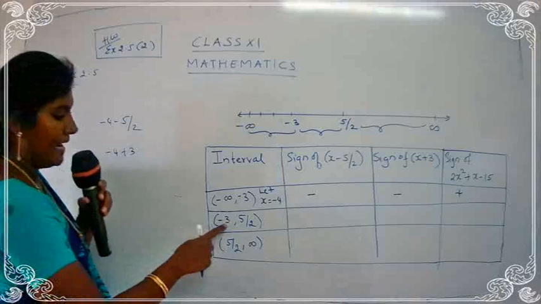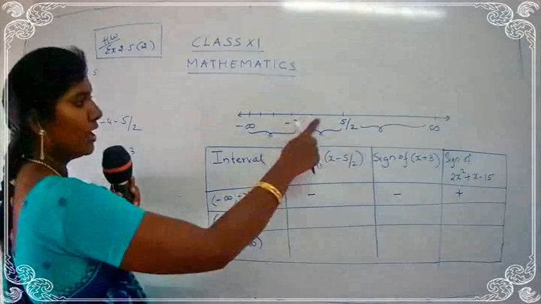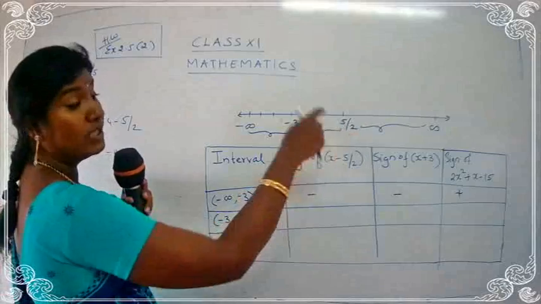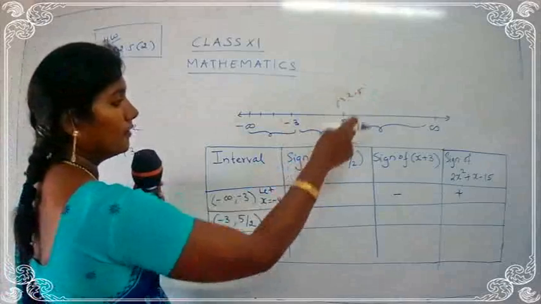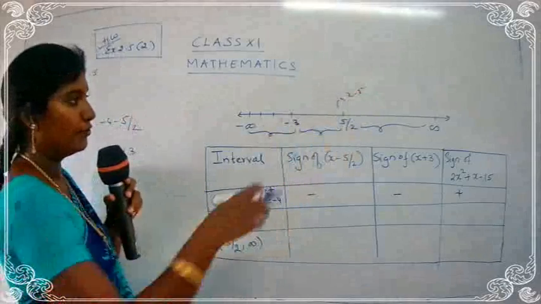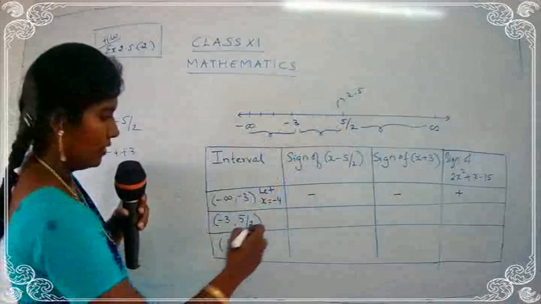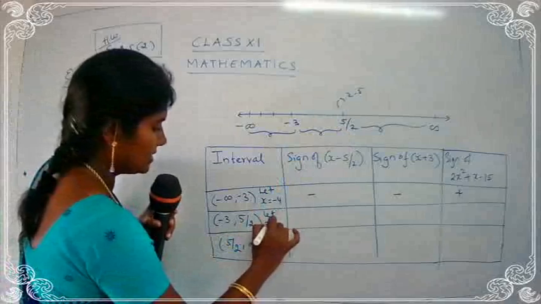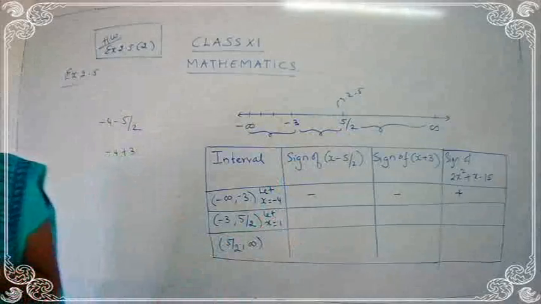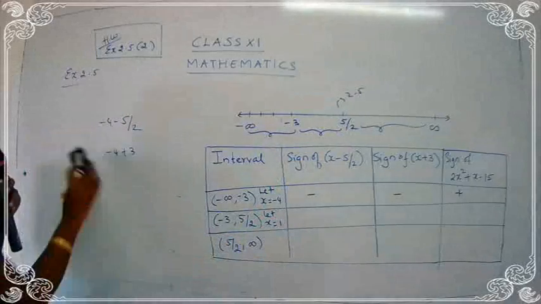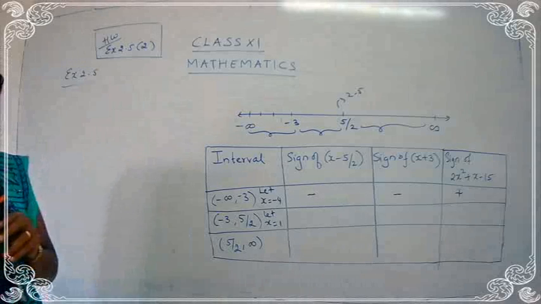Okay, we have here minus 3, 5 by 2. So 5 by 2 means what, children? It's 2.5. Half of 5 is 2.5. So we can take any number, it's our choice. Shall I take 1? Okay, let x is equal to 1. I am going to choose the value for x as 1. Let us find out the sign.